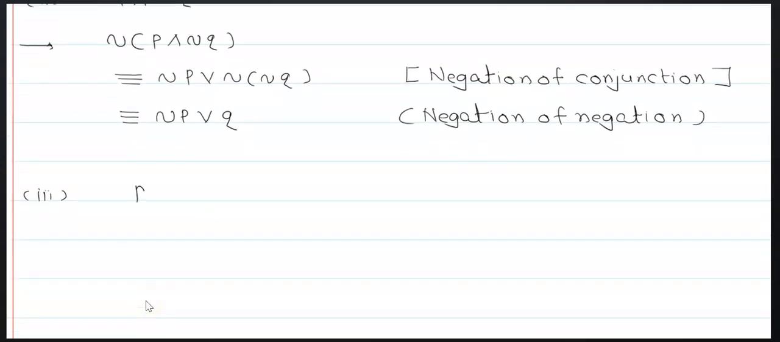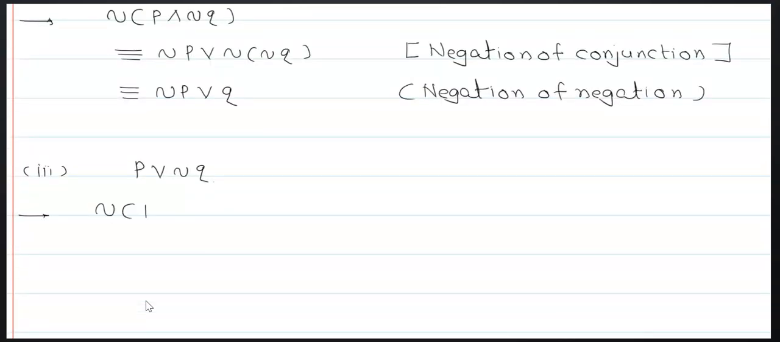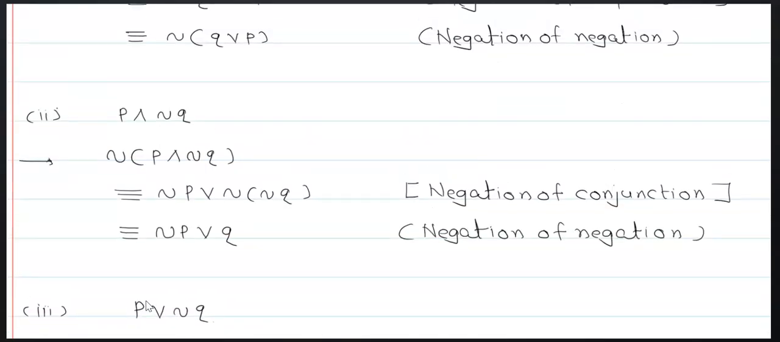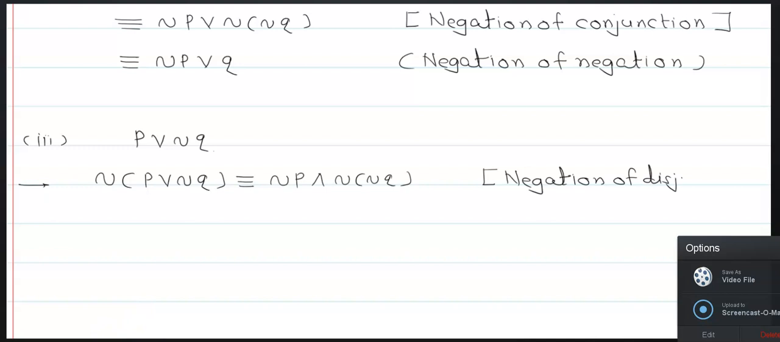Next is third: P or negation Q. Negation of P or negation Q is equivalent to negation of P and negation of negation Q. That is, the negation of P or negation Q is equivalent to negation of P and negation of negation Q.